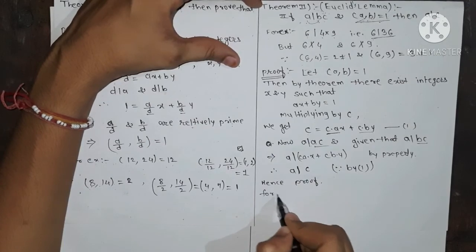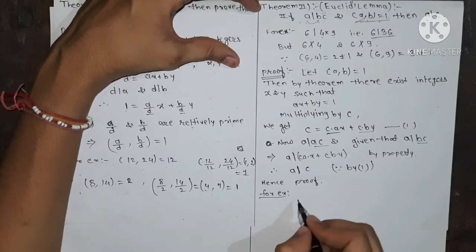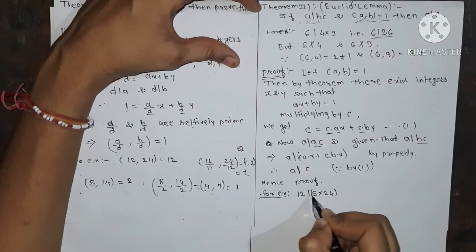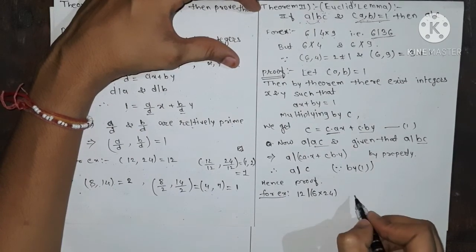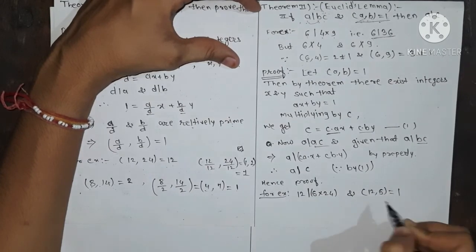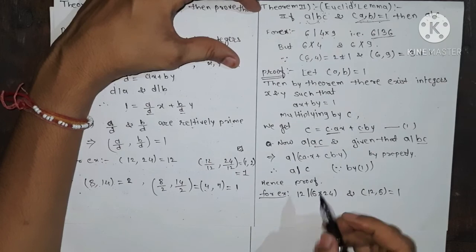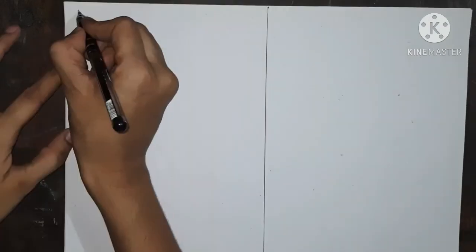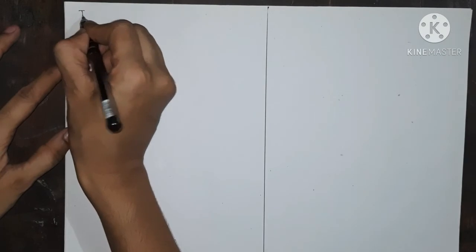Now for example, 12 divides 5 multiplied by 24, and the GCD of 12 comma 5 is equal to 1, that is, 12 and 5 are relatively prime, therefore 12 divides 24. Now let's see one more theorem.